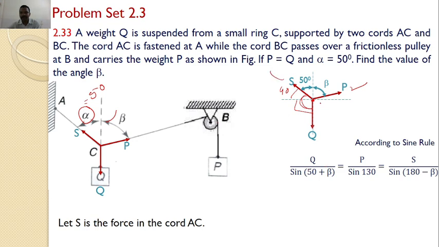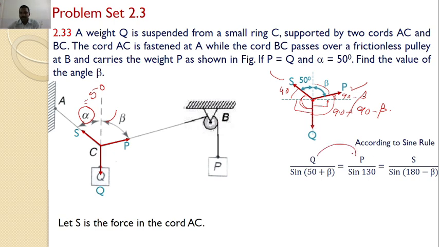Similarly, S divided by the angle between these two forces, that is P and Q. Clearly we know that this is 90 and this is 90 minus beta, because this angle is given as beta. So this total angle becomes 90 plus 90 minus beta, that is 180 minus beta.